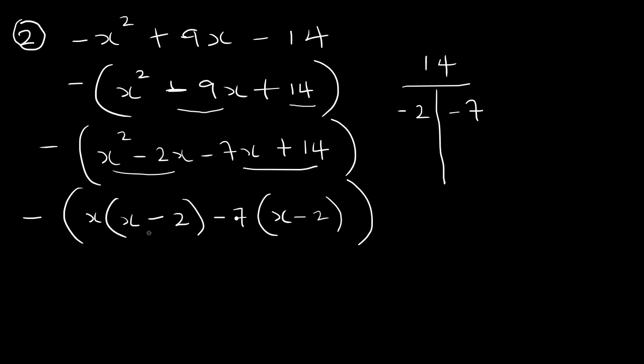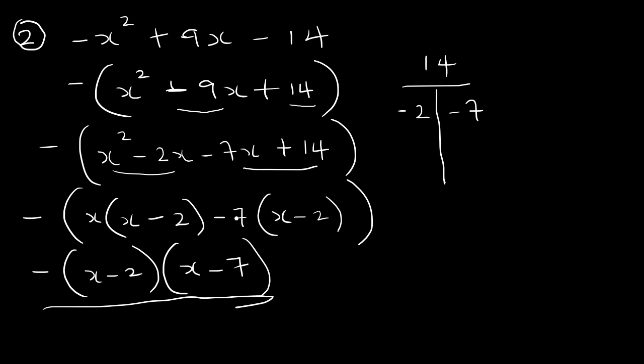So now we have two brackets that are the same, so we are going to take one of the brackets, which is x minus 2, and create another bracket, x minus 7. So this becomes our answer. And if we expand as we did in the previous example, we'll get back the original equation. So this is our answer. You can expand that. Let's look at question number 3.